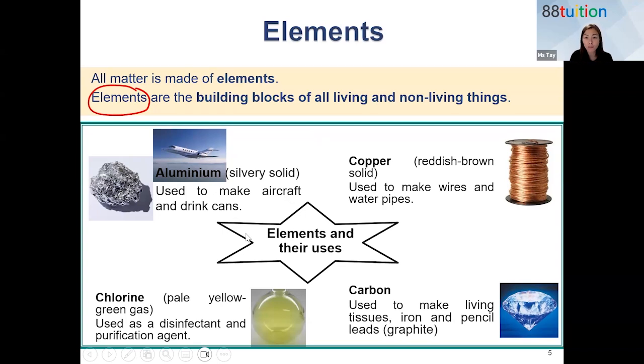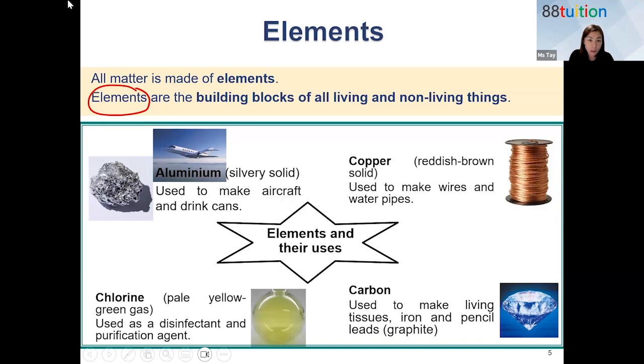Okay, there are a lot of elements in the periodic table. You need to know some common ones. For example, aluminium. We talked about aluminium before. The density is lower. Remember, we talked about density also. When we refer to density, aluminium seems to be very light, so it's used to make aircraft and also drink cans.